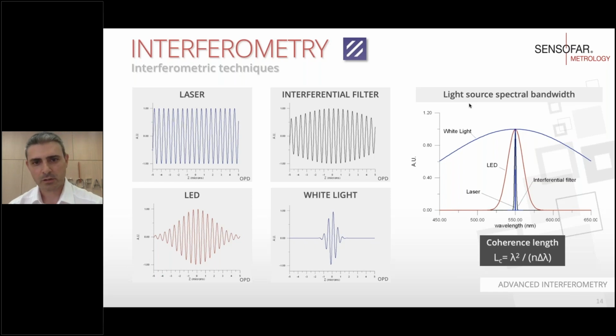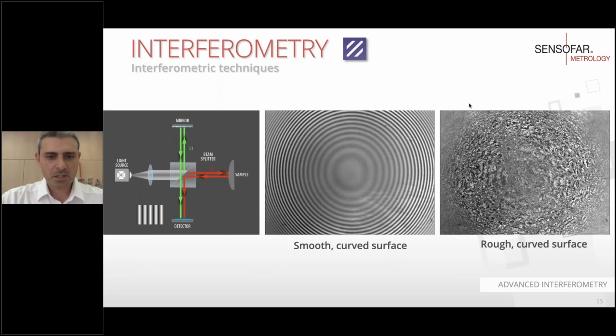So if we use interference filters or monochromatic LEDs, or white light, you can see that the coherence length decreases, and the properties of the interferogram also change. So this is what happens if we place a sphere sample onto that interferometer, and the surface roughness of that sphere is relatively smooth or rough. What we see here is that the appearance of the interferences changes dramatically.